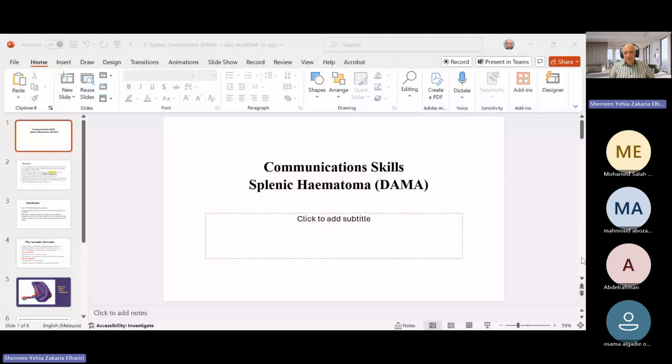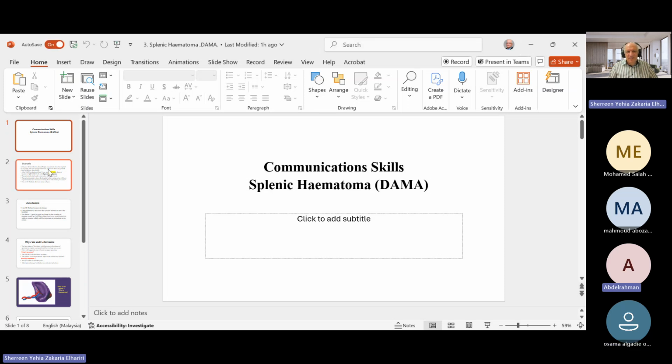Yes. It is easy, but I think the students make it complicated. Okay, the last station is also related to the spleen, but this time it is a splenic haematoma. So anyone needs to take it. It just came this year. Osama. Okay. All right.